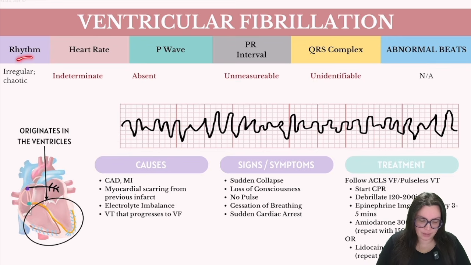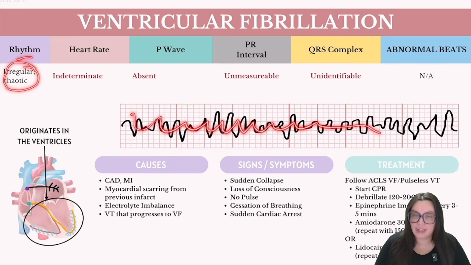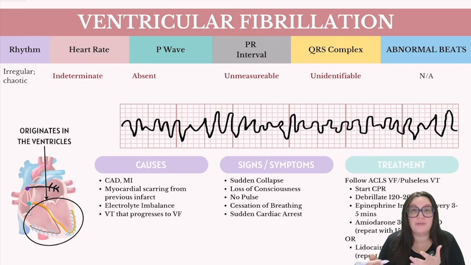So again, when it comes to the rhythm, we have this irregular, chaotic type of rhythm that's taking place. It's very hard for us to measure this out. The heart rate's going to be indeterminate really because there are no peaks or QRS complexes or atrial rhythms that we're going to be able to see in order to identify what this person's heart rate's going to be. And of course, because the atria have kind of given out, just like we see with most of our ventricular rhythms, we are going to have absent P waves and no measurable PR interval.